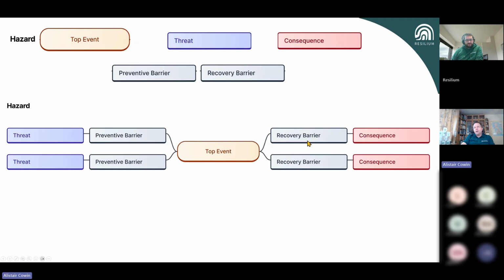If I'm using my recovery barriers, this is where I'm out of control. So I'm probably involved in scrap, rework, wasted time, wasted effort. This is not doing the job that we set out to do. And that was a real penny drop moment for me, the realization that safety and quality were the flip sides of the same coin. We have to work together.